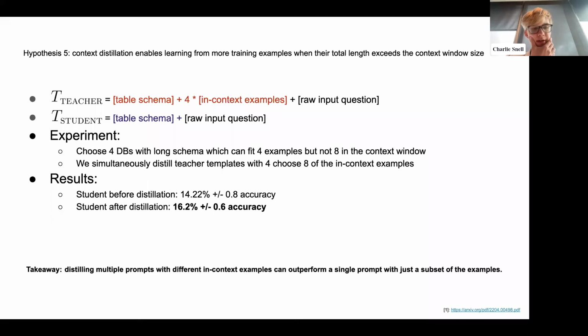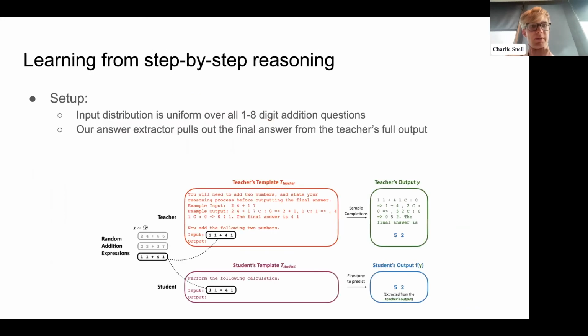So the takeaway here is that you can actually distill multiple prompts with different in-context examples, and you can outperform what the teacher could have done with a single prompt. This is an advantage of context distillation: you can actually outperform the teacher if you distill multiple prompts with more training examples. Okay, so that's the learning from training examples part.